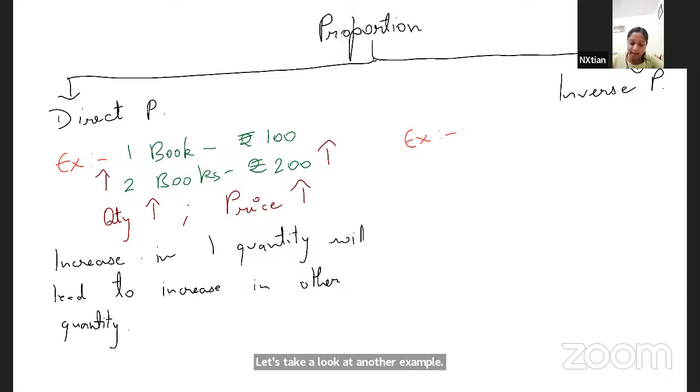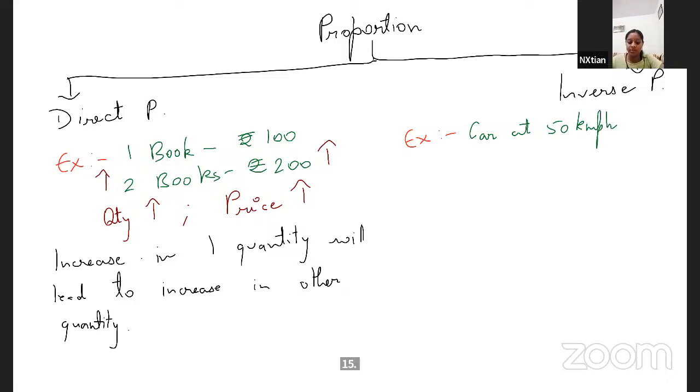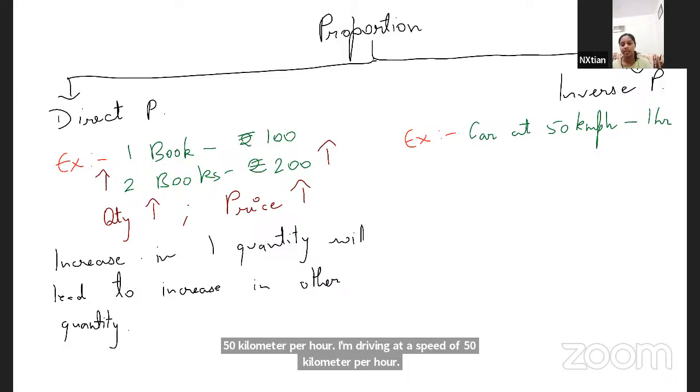Suppose I am driving a car at 50 kilometers per hour. It will take me 1 hour to reach my place. I'm driving at a speed of 50 kilometers per hour, and the time it's taking me is 1 hour.